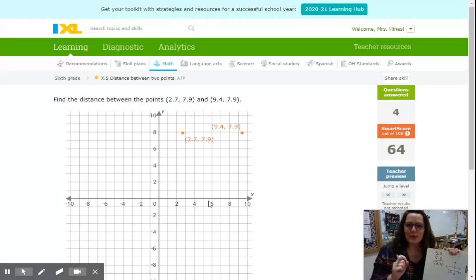Yay! So decide which direction you're moving, okay? And then add those distances up. So it'll be a good challenge for you. Let me know if you have any questions.